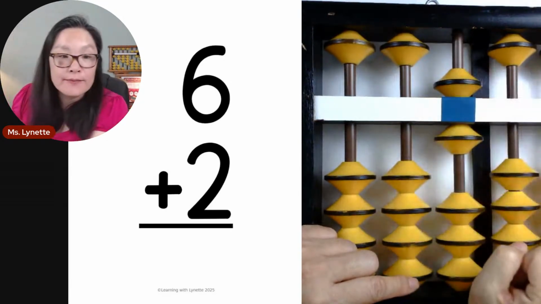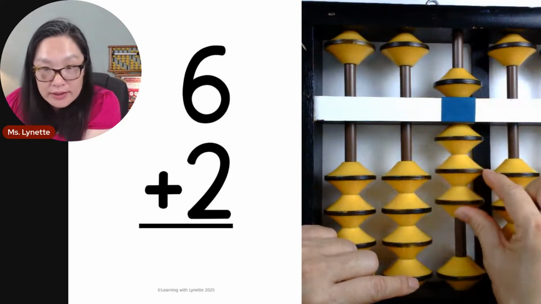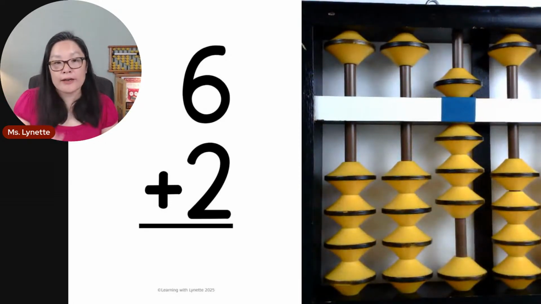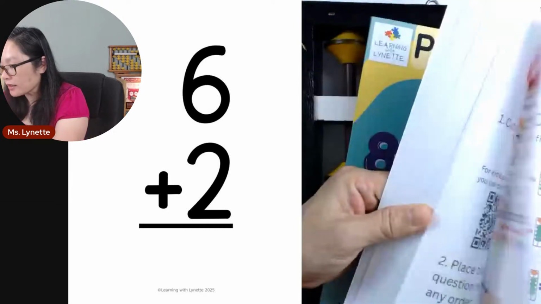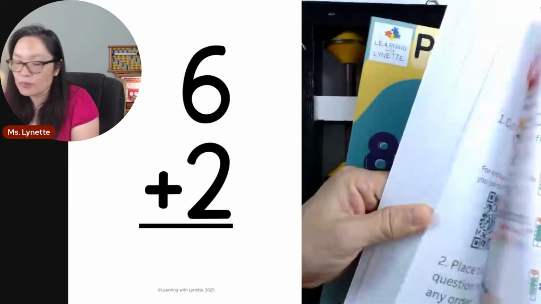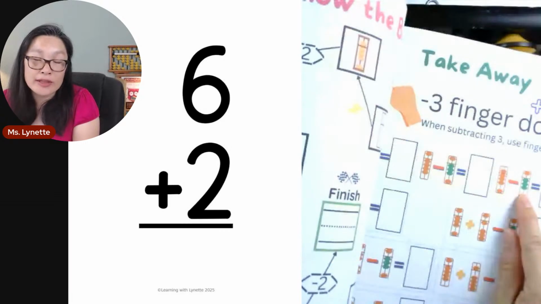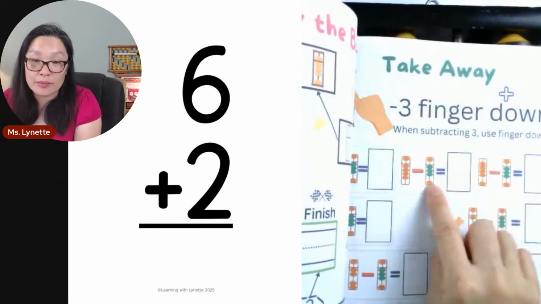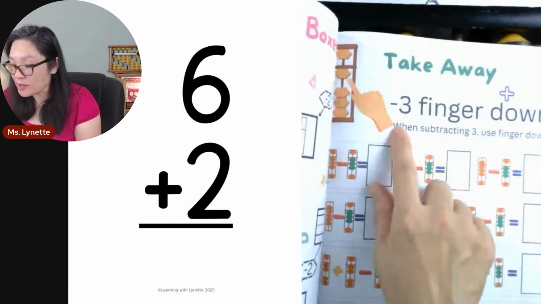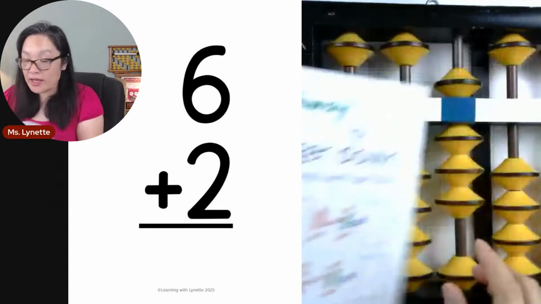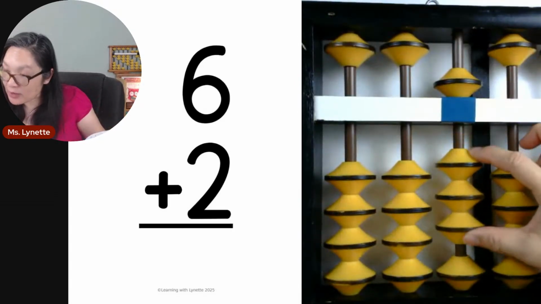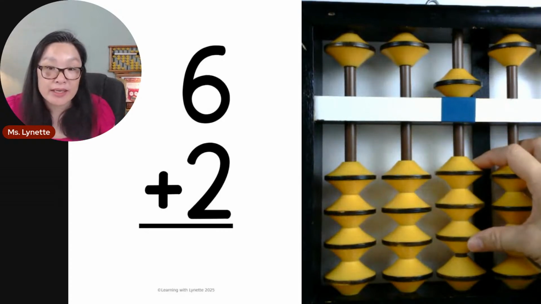So if I have 6 and I want to add 2, this is adding 2, right? And then in this book that I have, I drew out the abacus so they could see the beads that are being moved. So this one specifically is -3. What we're doing here is taking away 3. The idea was the kids will see that we're moving 3 beads away.